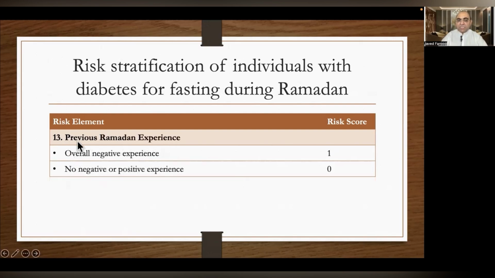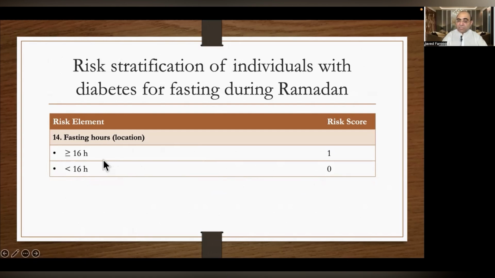Coming to the 13th risk element, that is the previous Ramadan experience. Overall negative experience, 1 score. No negative or positive experience, 0 score. And this is about how the previous year's Ramadan experience was. The 14th risk element is that of fasting hours, location. When it is less than 16 hours, 0 score.